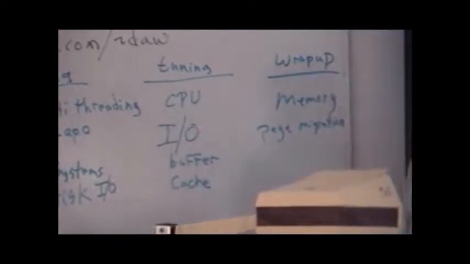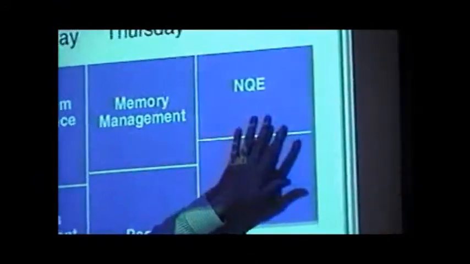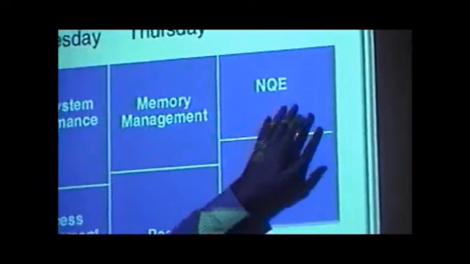There is a thing marked here for NQE. We really won't be doing that. There was a CPU lab where we used to run the fair share scheduler, share 2, but we don't have that option anymore either. So Friday's just kind of clean up, wrap up, tie up loose ends, and in particular get the memory pieces done.